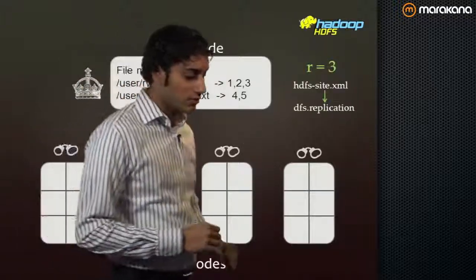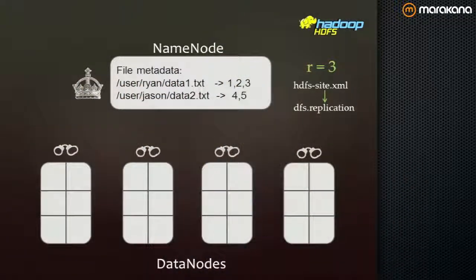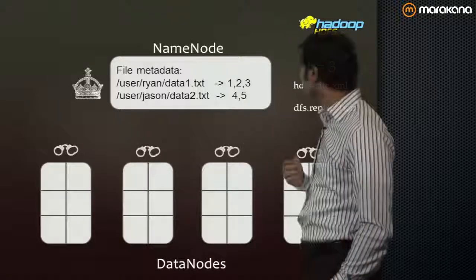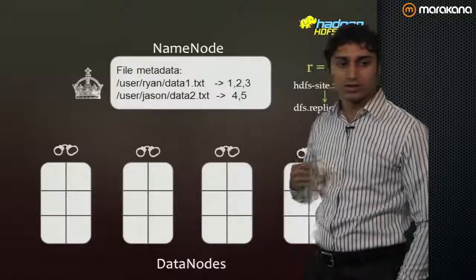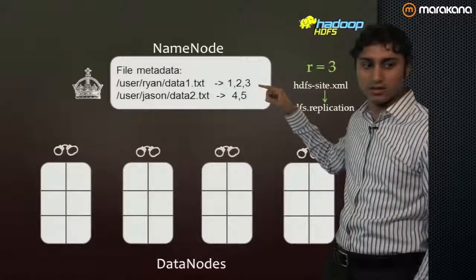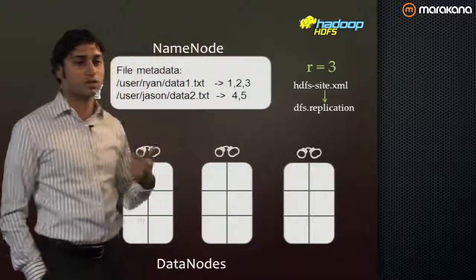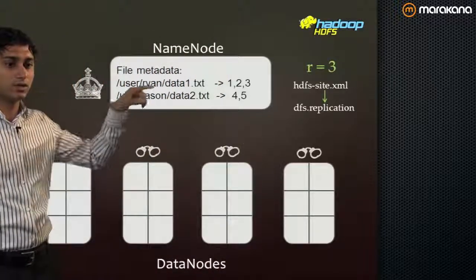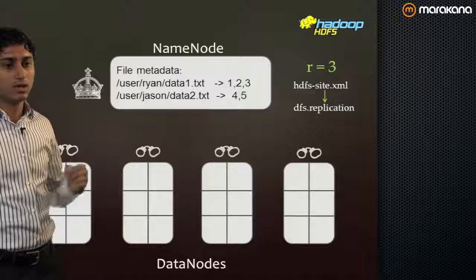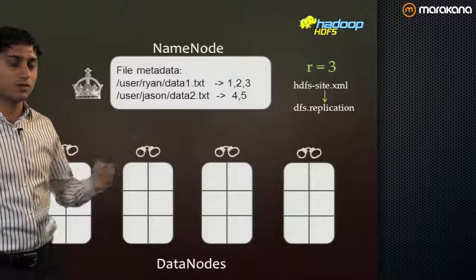So here's the basic architecture of how HDFS works. We have a name node here with the file system metadata that I mentioned. The name node is currently keeping track of 2 files, data1.txt and data2.txt. You can see that data1.txt is actually broken up into 3 different blocks, blocks 1, 2, and 3. And data2.txt is broken up into 2 blocks, blocks 4 and 5.